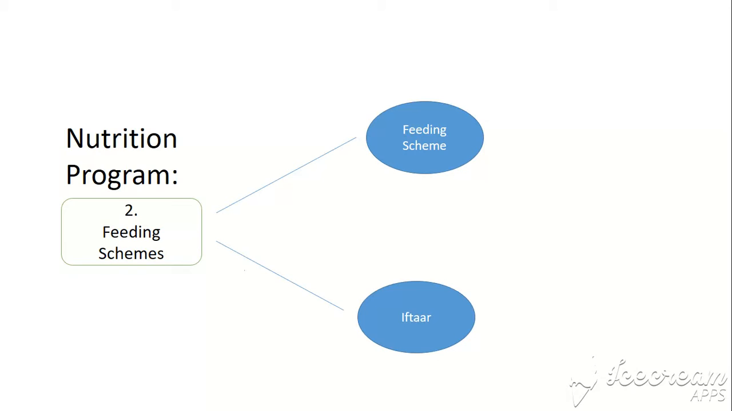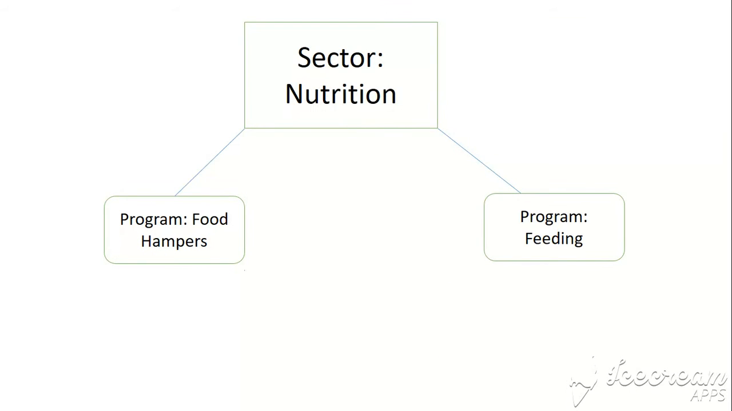Now feeding scheme in this case could mean street feeding or general feeding, and iftar, we know iftar that we feed in the month of Ramadan in the masjids or Islamic centers. We coordinate iftar programs. So these will fall under feeding schemes. But what happens to these programs? We have to cluster them. So we clustered the programs under a sector called nutrition.